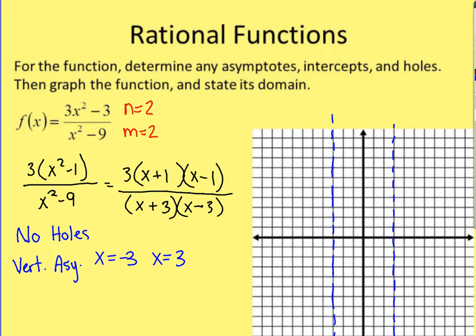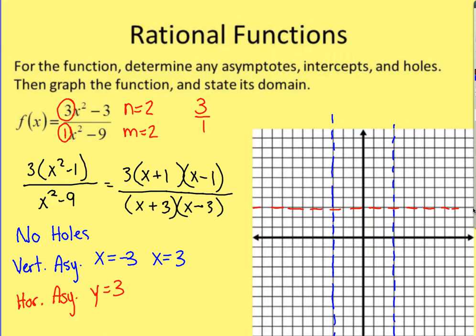So in this case, our leading coefficient of our numerator is 3. Our leading coefficient of our denominator is 1, because there's 1x squared. So our horizontal asymptote will be at 3 over 1, or it'll just be at 3. So we'll come over to our graph, and we'll graph a horizontal line at y is equal to 3.